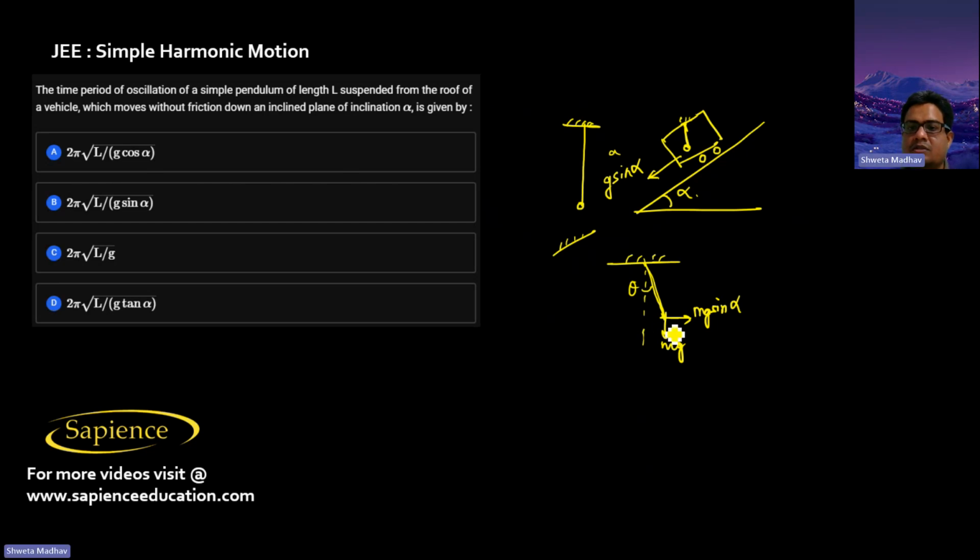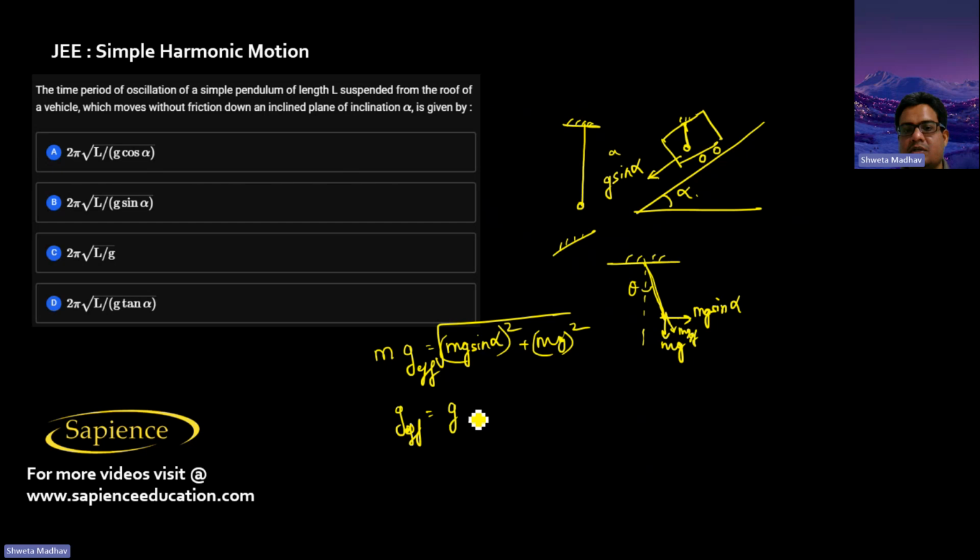So therefore m into g effective is the net force. The net force, that is m g effective, is equal to the square root of m g sine alpha whole square plus mg whole square. Therefore, g effective will be equal to g into square root of 1 plus sine square alpha.